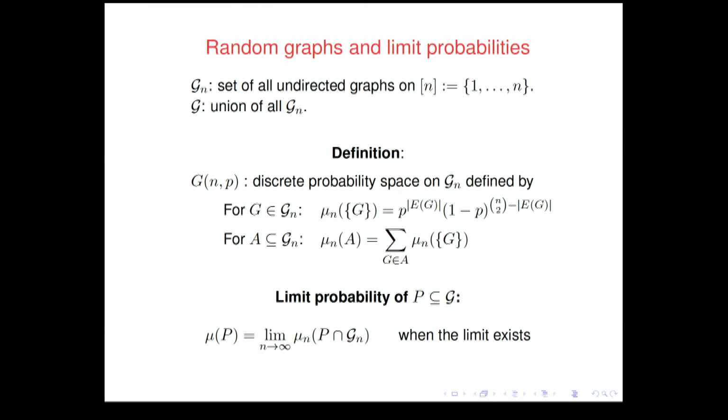And then when you have a set of graphs, you define its probability to be the sum of the probabilities of the graphs that are in the set. Now, when you have a set of graphs, you want to look at the limit of these probabilities. We denote this as mu of the set, the limit of all these probabilities at the finite stages, when the limit exists.